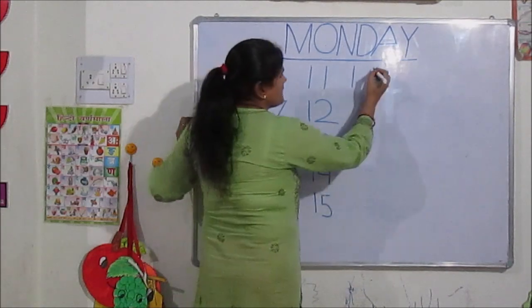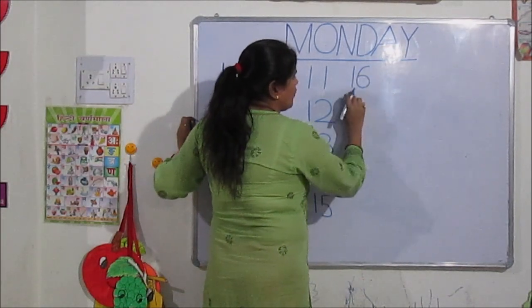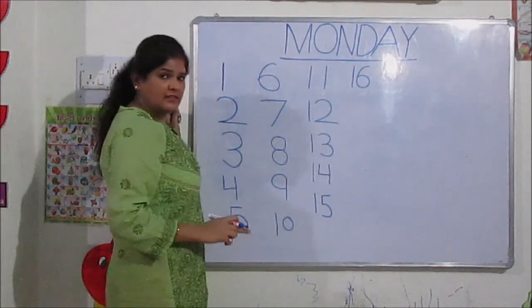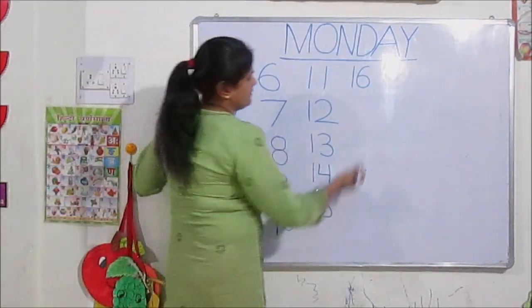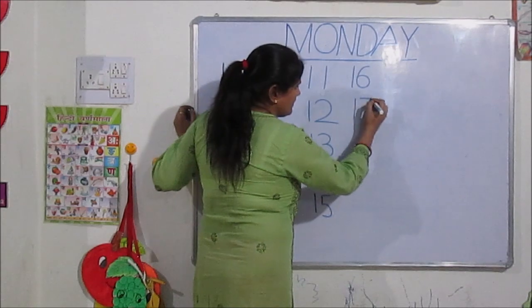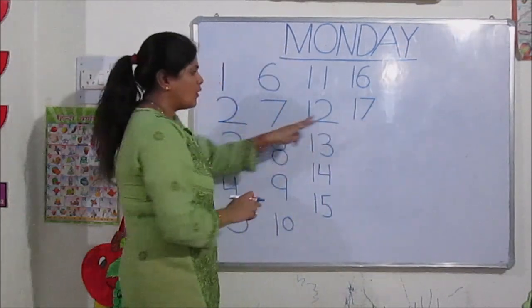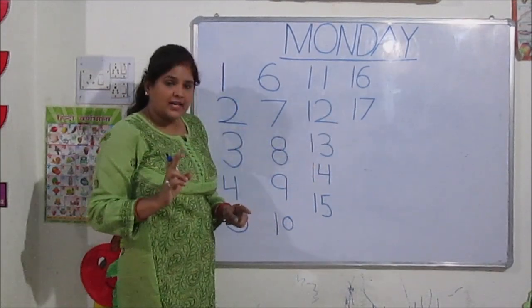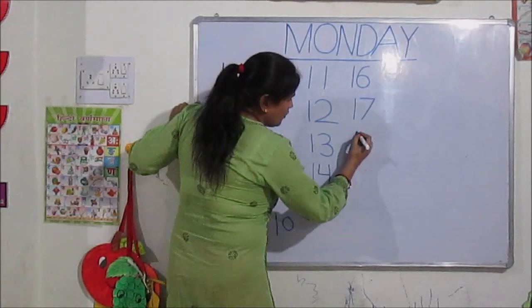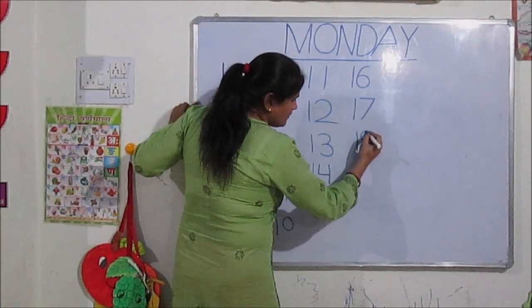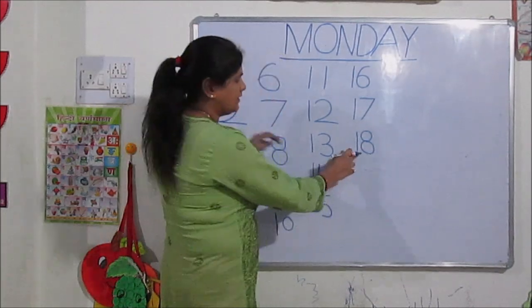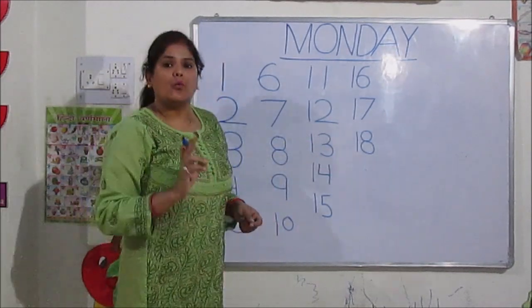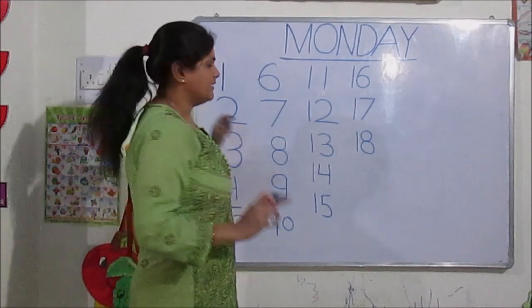1, 6, 16. After 16, 17. 1, 7, 17. After 17, 18. 1, 8, 18. After 18, 19. 1, 9, 19.